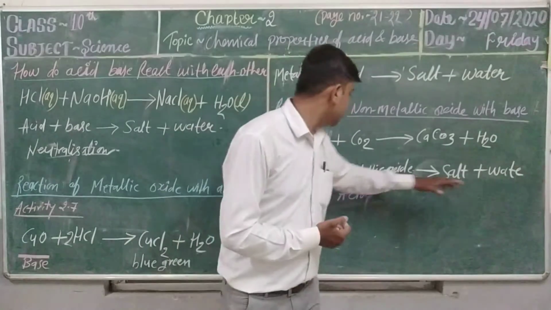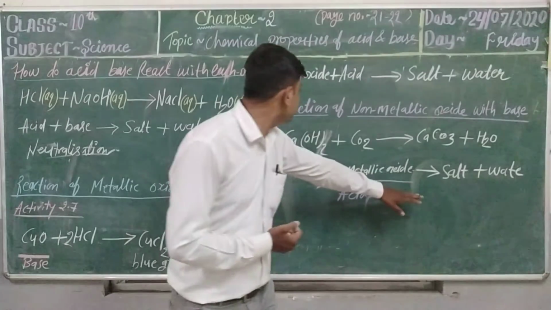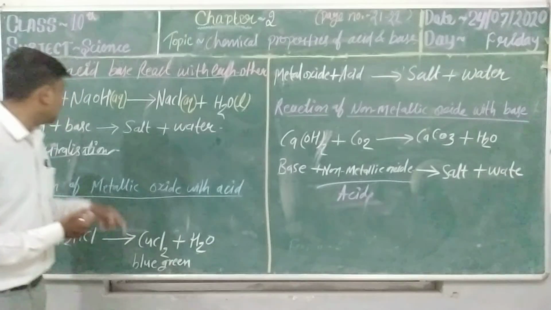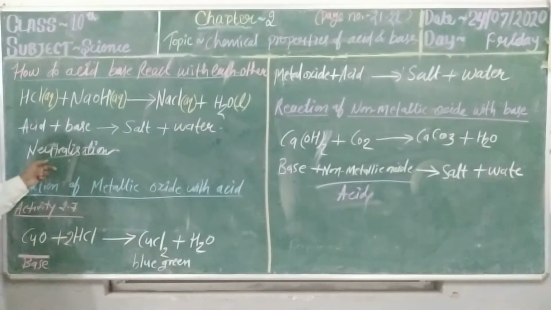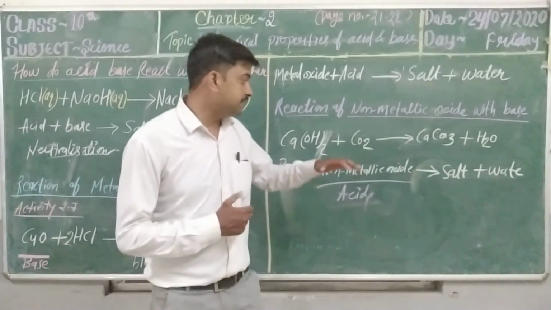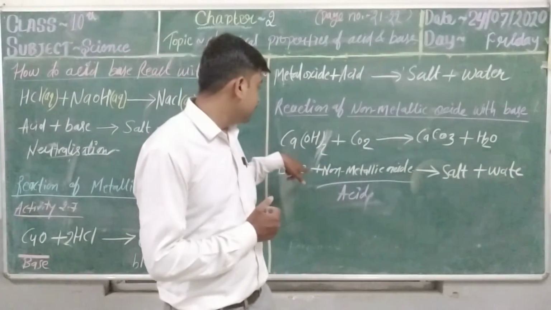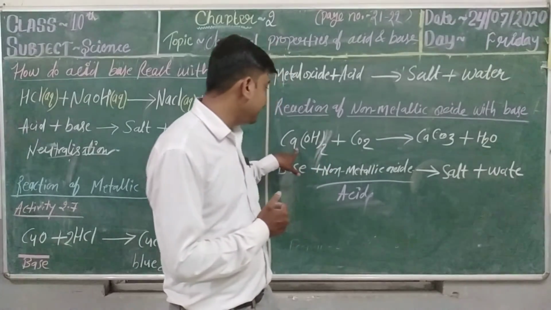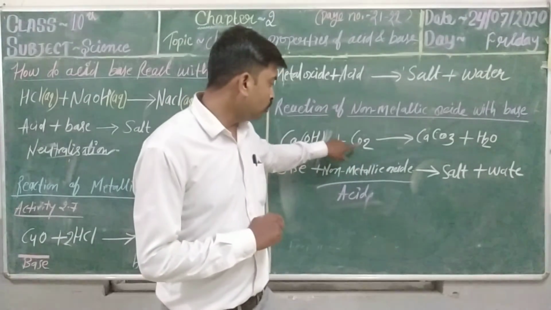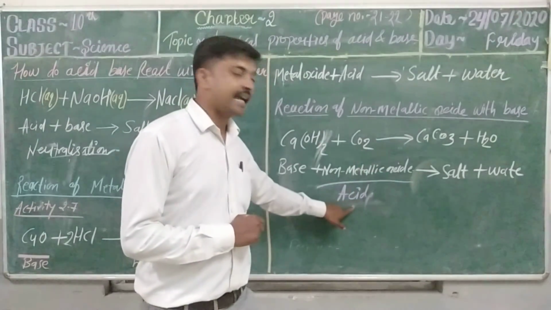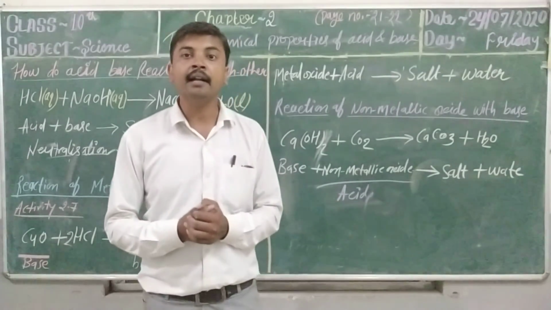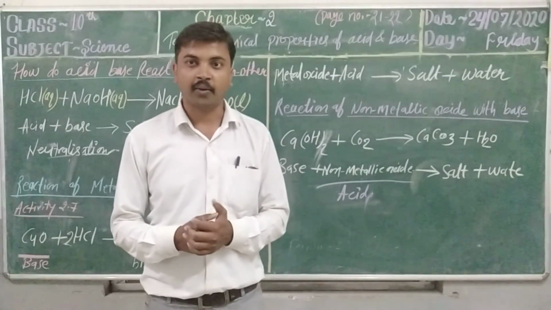Is there any similarity in the reaction of non-metallic oxide with base and the reaction of neutralization? Yes, the product is the same. So in this reaction, base reacts with non-metallic oxide. So in this reaction, CO2, which means non-metallic oxide, is working as an acid. So we can say that non-metallic oxides are acidic. Okay, I hope you understand.